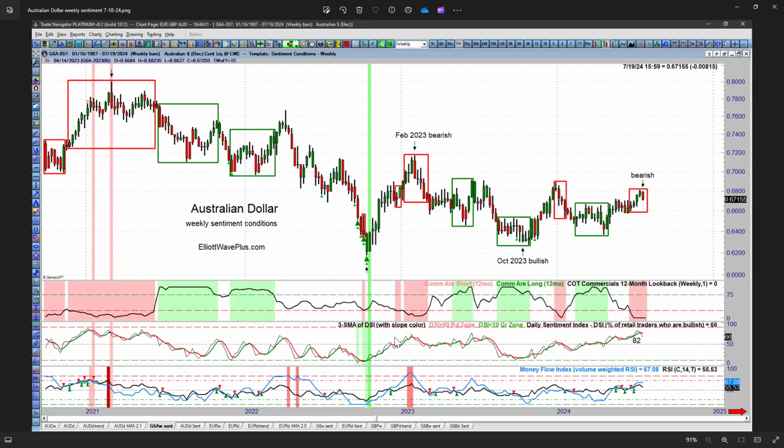And you can see that over time, there are critical junctures where commercials are heavily, well, let's just take this for instance right here. Commercials were heavily short right here. So the Australian dollar had been moving up very strongly, and that's actually out of the October of 2023 low. So the Australian dollar had been moving up.